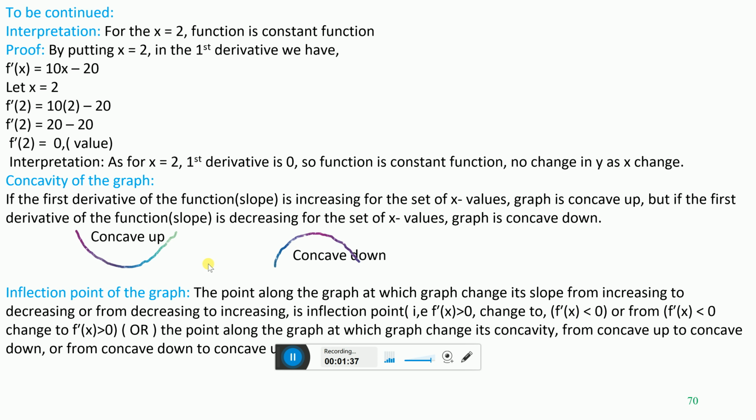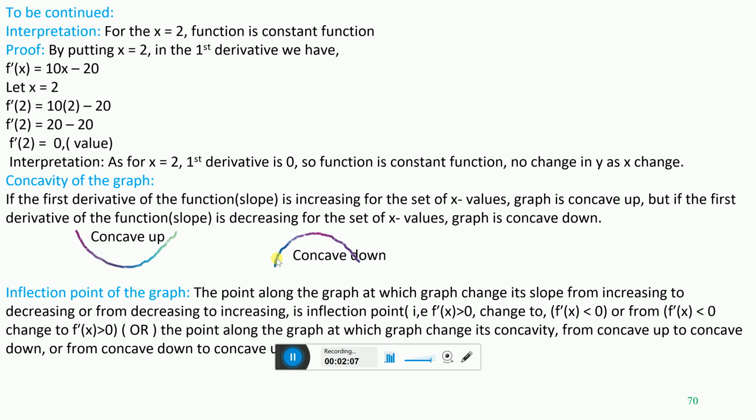An inflection point is that point along the graph at which the graph changes its slope from positive to negative or from negative to positive. For example, this is the graph, its slope is decreasing. This is decreasing till this point. But after this point, the slope, the derivative of this graph, starts to increase. This is increasing. So this point is called the inflection point.